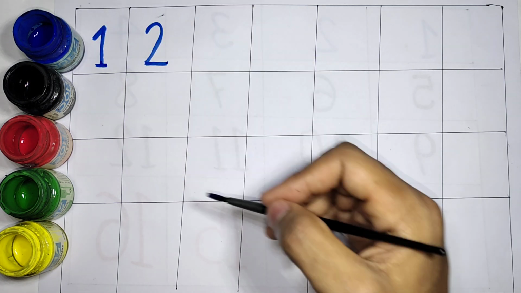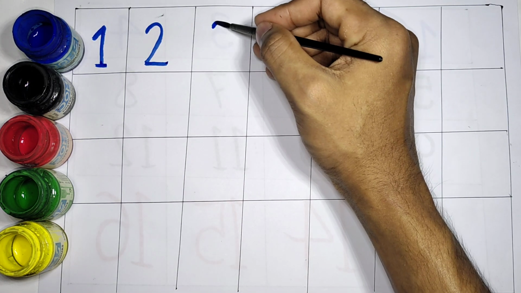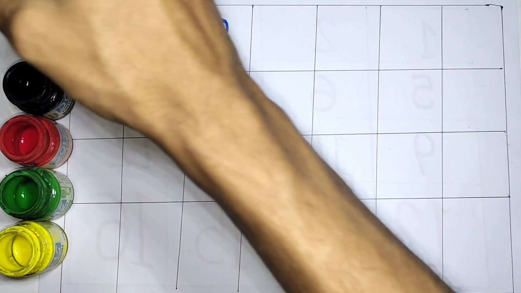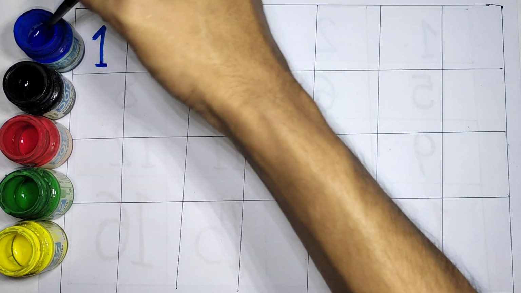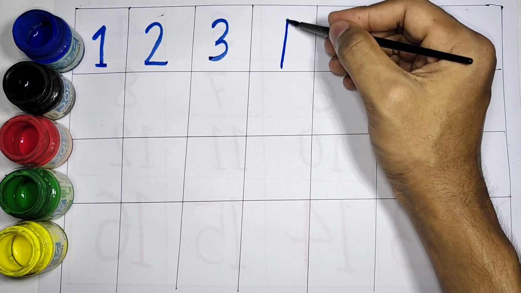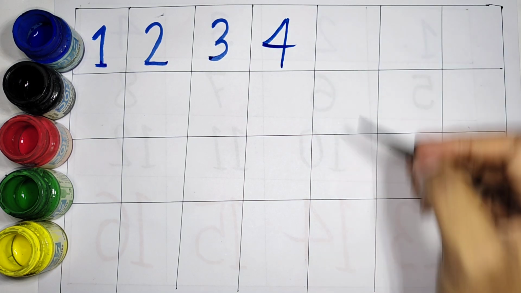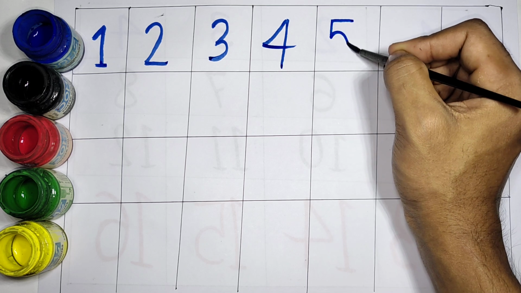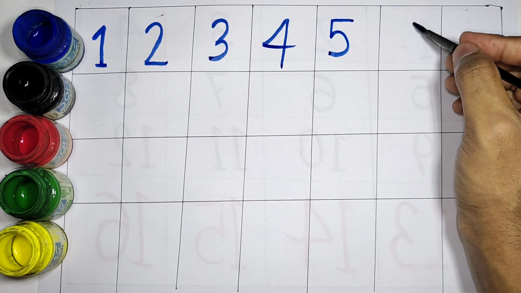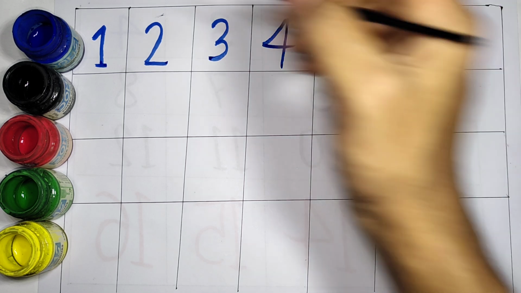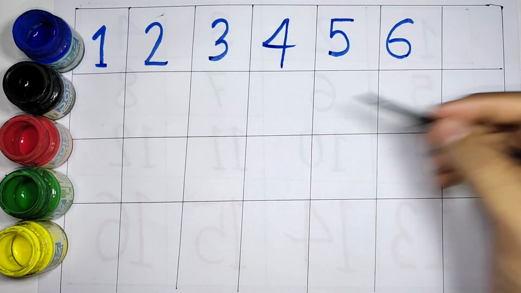We again use blue color and now we draw the number of 3. The next one is 4. Now we draw the number of 5. The next one is 6. Now we draw 7.